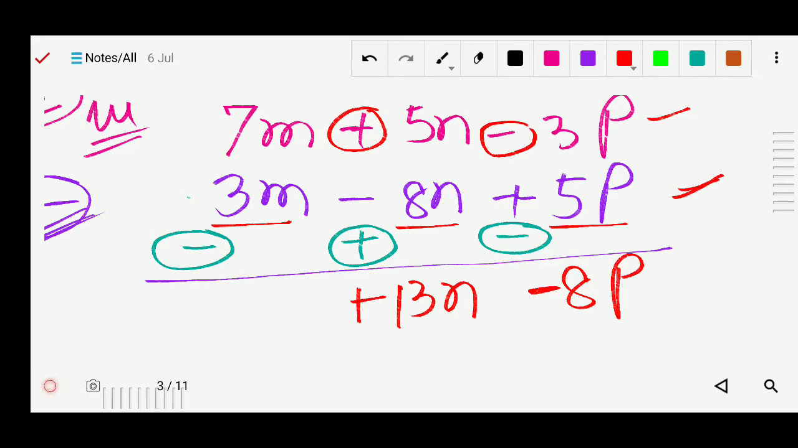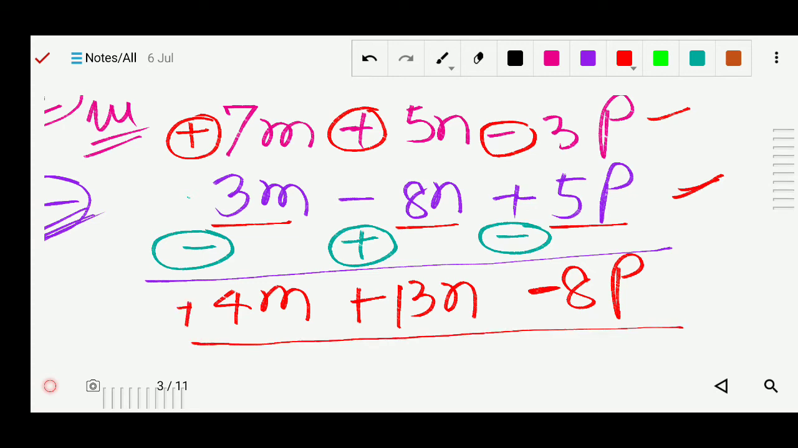Now m, here is the plus sign, so now plus minus, minus, it means 7 minus 3, it will be 4, and which sign will be there, which one is the greatest number, 7, so before 7 is the plus sign, so this is 4m, plus 4m. Okay, so your answer is, if you want to write plus 4m, okay, otherwise no need to write, simply you can write 4m. So 4m plus 13n minus 8p is your answer.